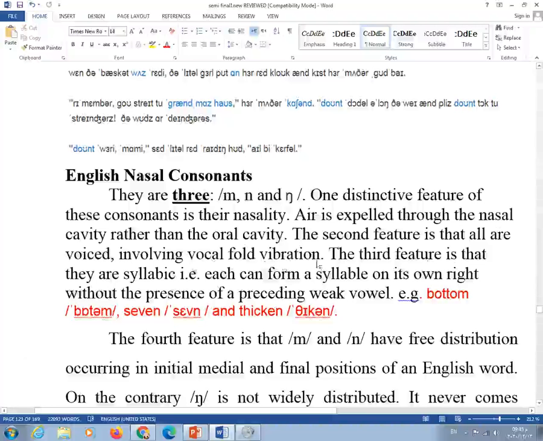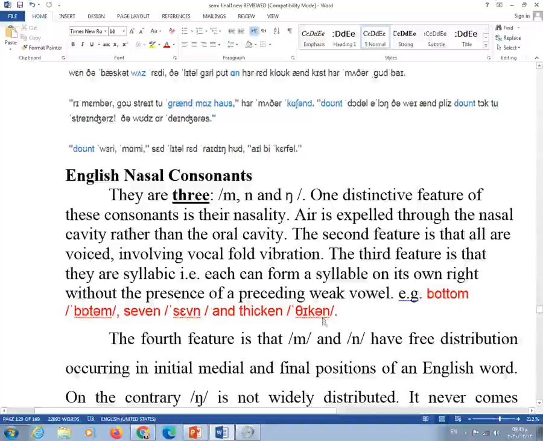And the third feature is that they are syllabic, meaning each can form a syllable on its own. We said that a syllable must have a vowel in the middle, but m, n, and ing sometimes, especially in weak syllables, can make syllables without the need of a vowel.